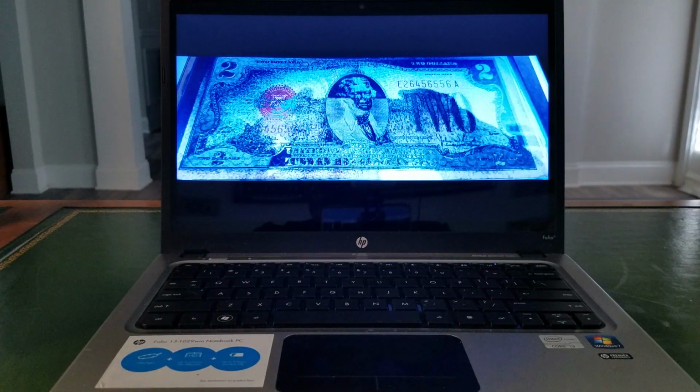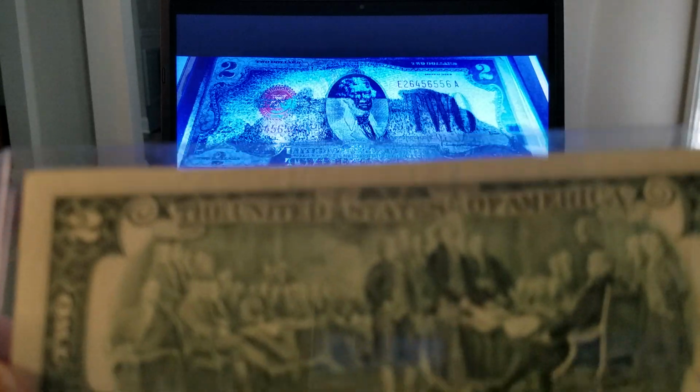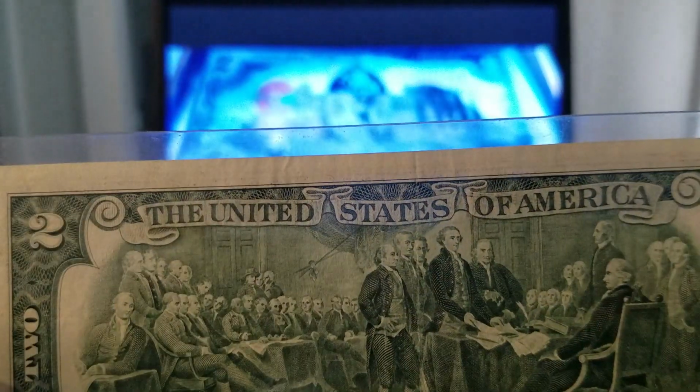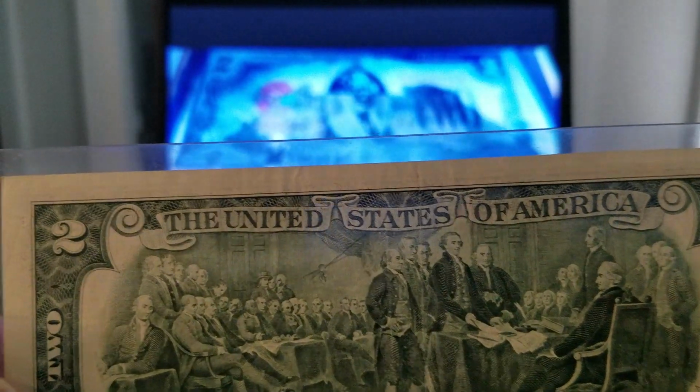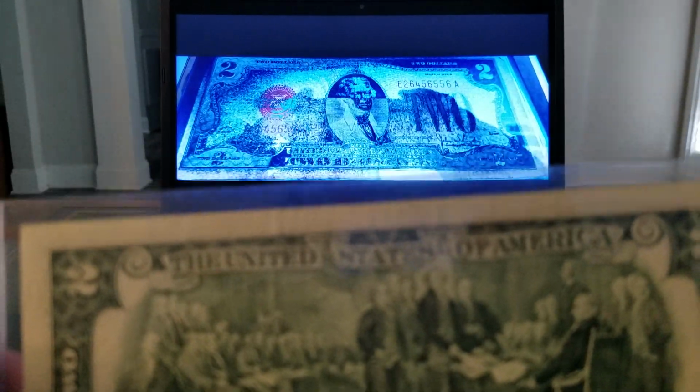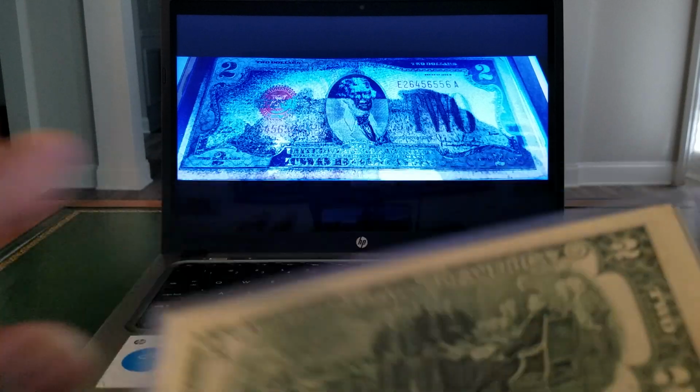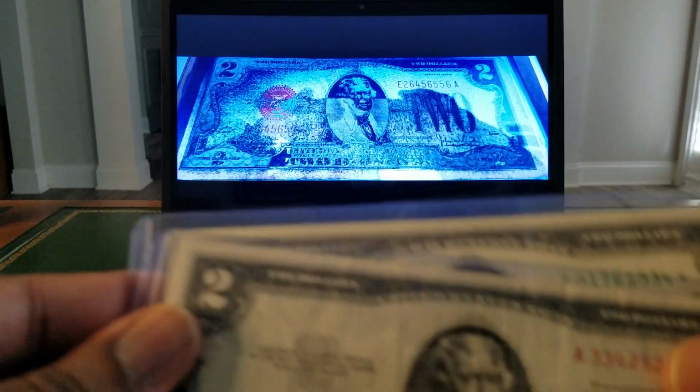and with a series redesign of series 1976, because this bill was redesigned and reissued as a Federal Reserve note. So you know what I'm talking about.